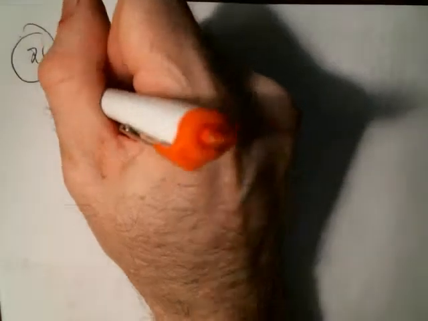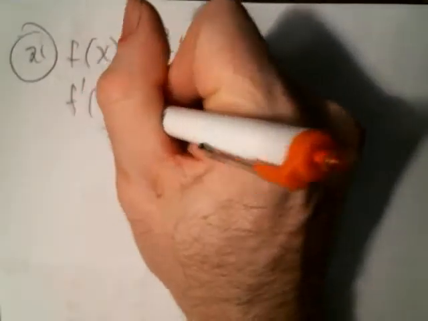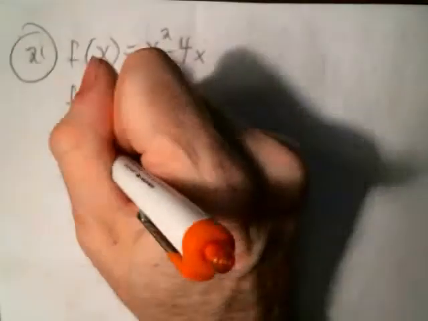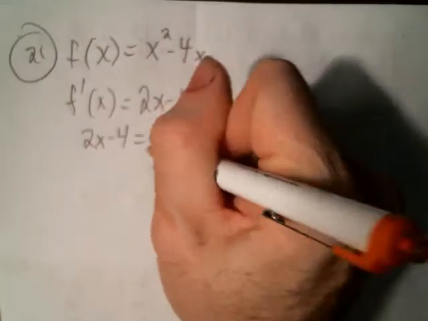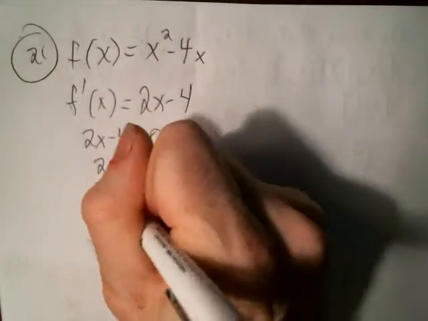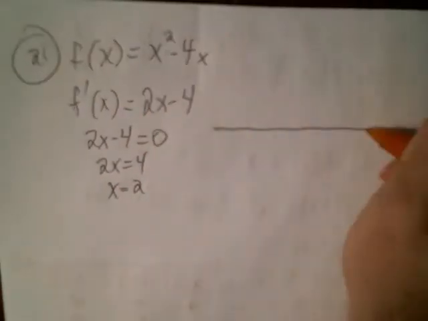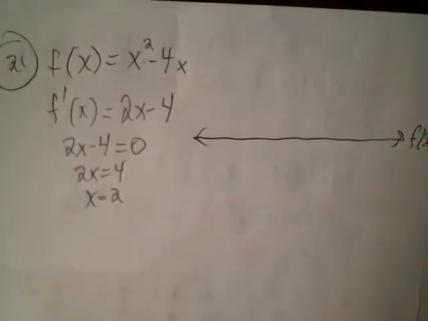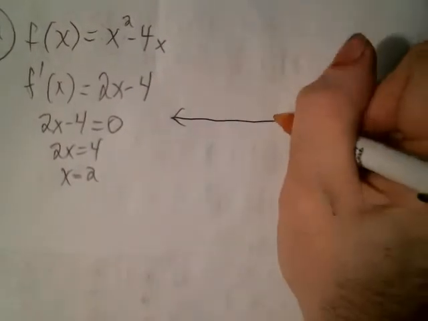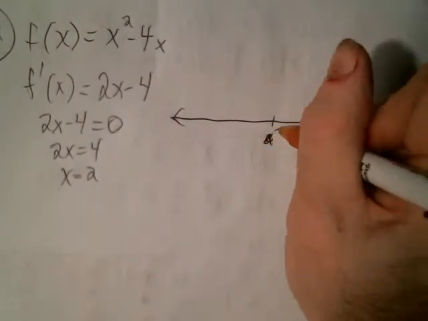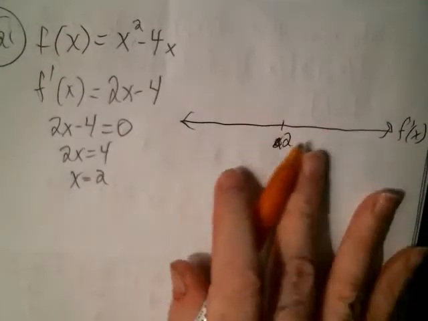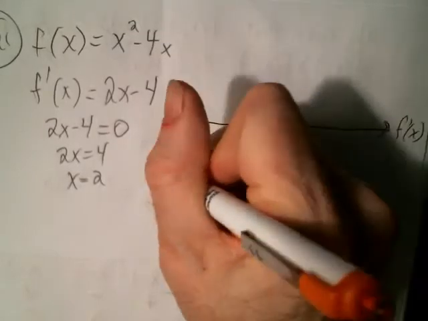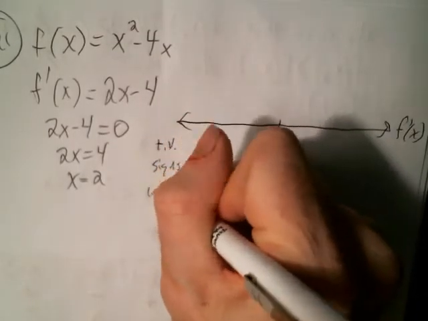Okay, let's do the calculus though. So the derivative is 2x minus 4. I need the critical numbers, so I'll set that equal to 0. And then I'll plot my critical numbers on my sign chart for the derivative. So x equals 2. I just write 2 there. See, I'm not plotting 0 or anything, just plotting the critical numbers. Then I need test values, signs, and conclusions.